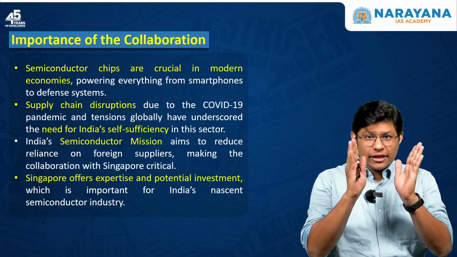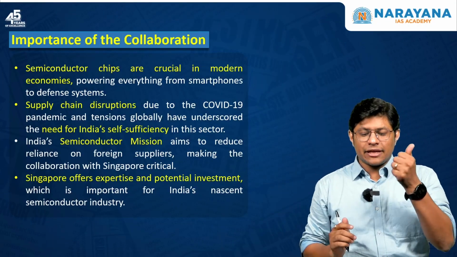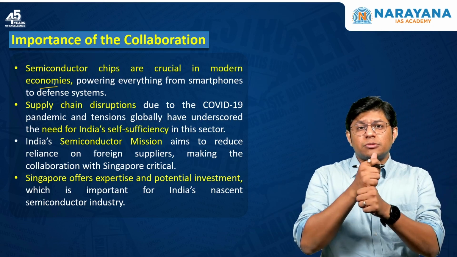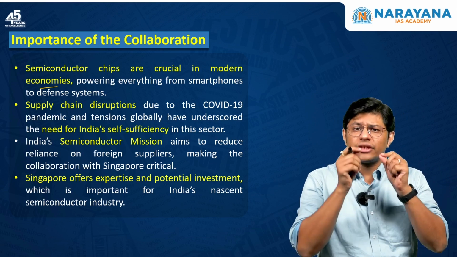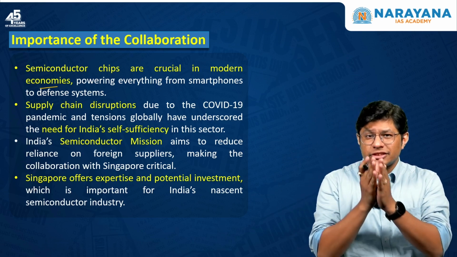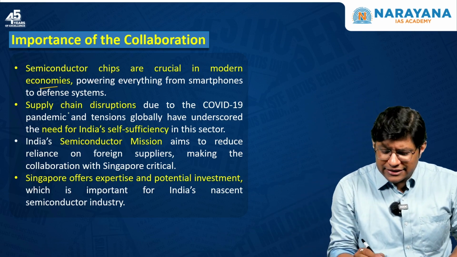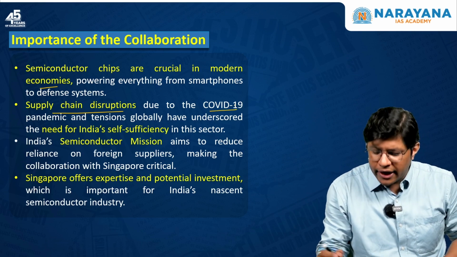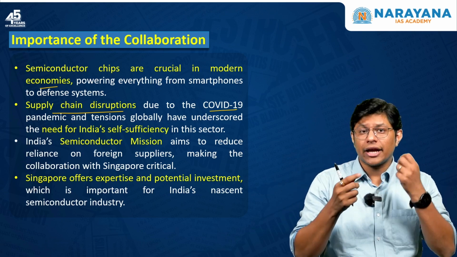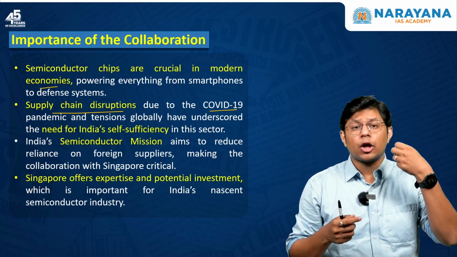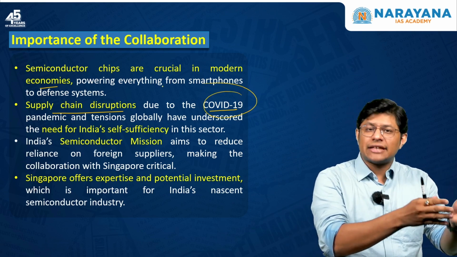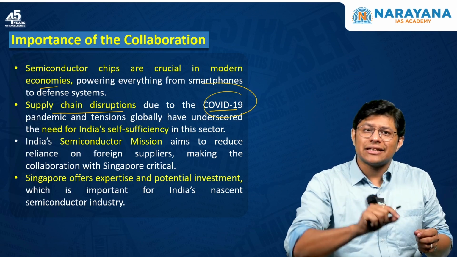Now let's try to understand the importance of this collaboration. Semiconductor chips, they're very crucial for modern economies. Why? Because right from smartphones to defense equipments, everything we need semiconductor chips. That's the reason development of semiconductor industry is very important. The supply chain disruptions due to COVID-19. Now see, India is dependent on other countries like South Korea, Singapore to get the semiconductor chips. But because of the crisis, like for example the COVID-19, Russia-Ukraine, Israel-Gaza war, the supply chain gets disrupted.